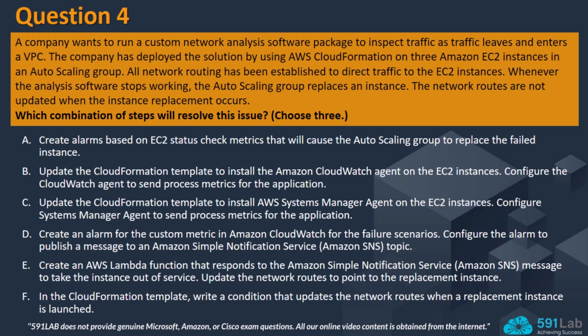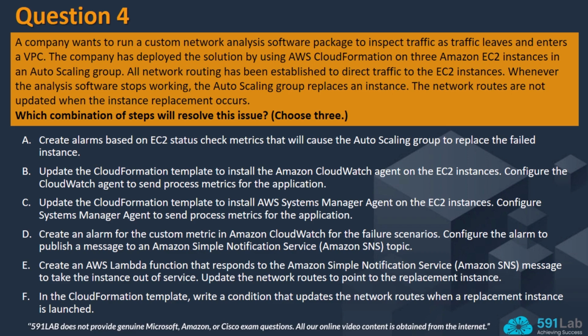Option F. In the CloudFormation template, write a condition that updates the network routes when a replacement instance is launched. This option involves updating the CloudFormation template to include the logic that updates network routes when a replacement instance is launched. While this can be effective, it may require complex scripting and logic in the CloudFormation template.